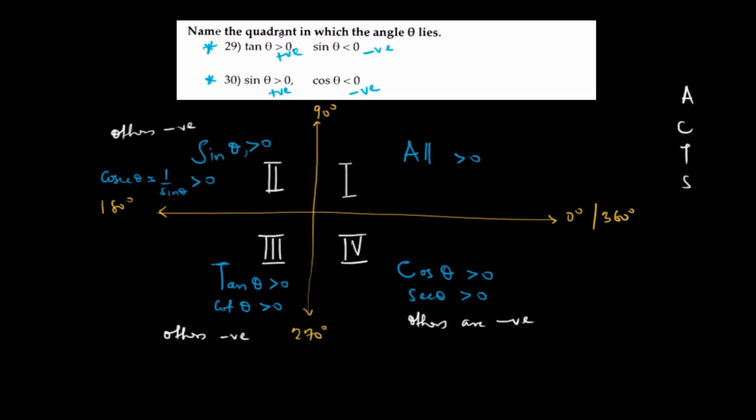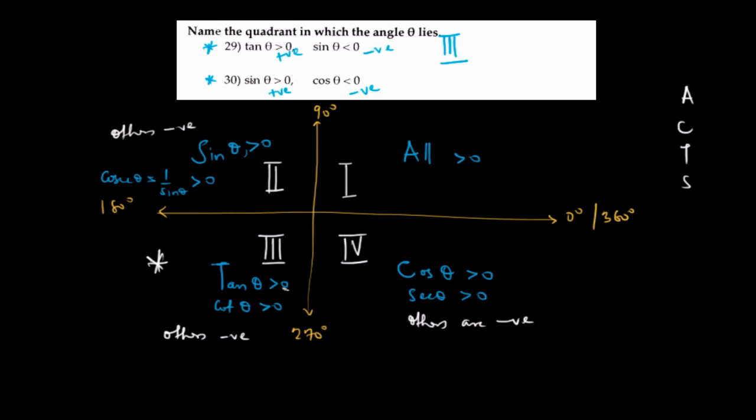Let's now come back to the question. It says name the quadrant in which theta lies if the tangent is positive and the sine is negative. Of all the quadrants, this is the only quadrant that has the tangent positive, and we said every other one is negative. So the solution to this problem must be quadrant 3.